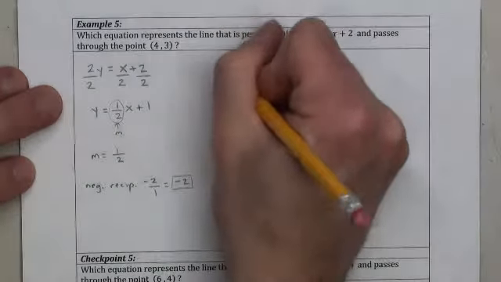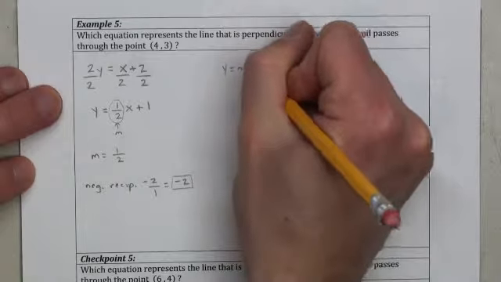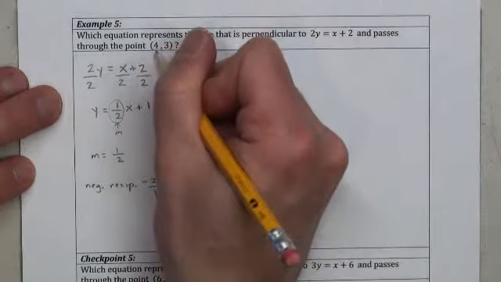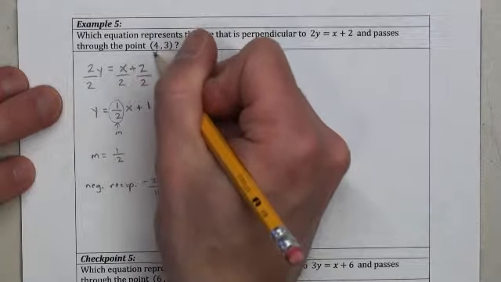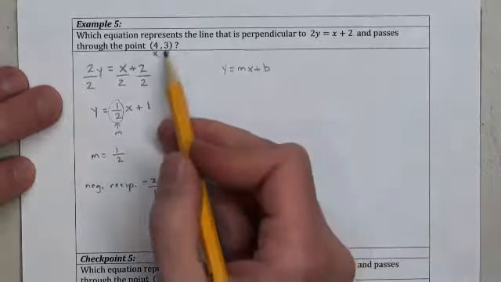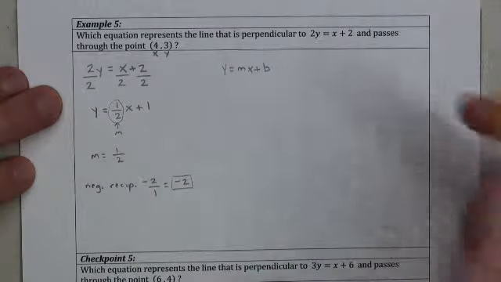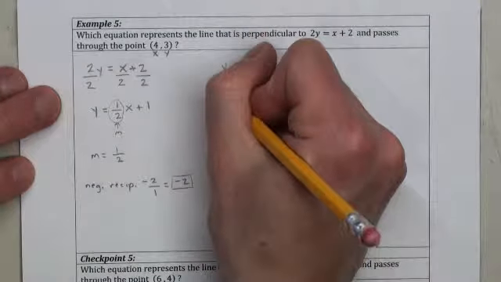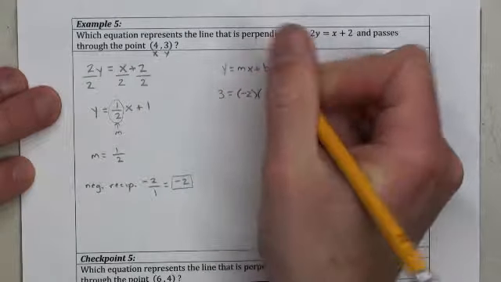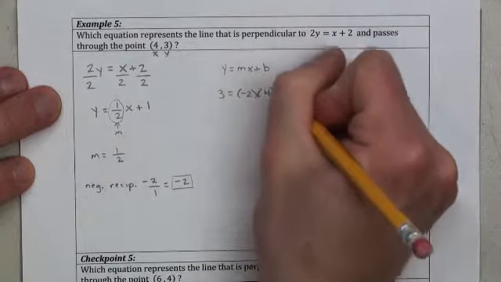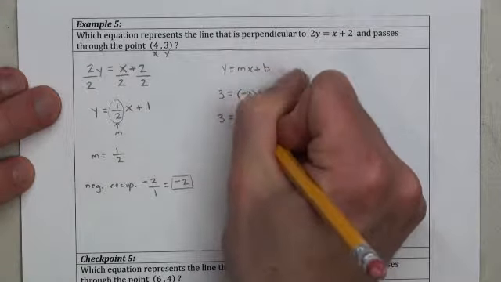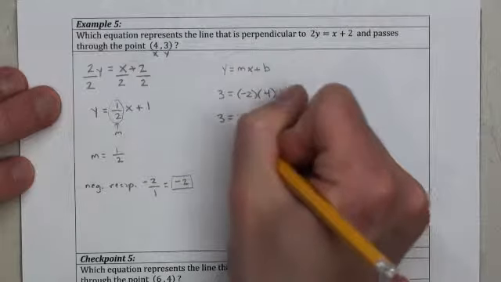Now I write down y equals mx plus b. I'm going to plug negative 2 in for my m. My x is going to be 4 and my y is going to be 3, the y coordinate and the x coordinate of the point that I'm given. So 3 equals negative 2 times 4 plus b. 3 equals negative 8 plus b.